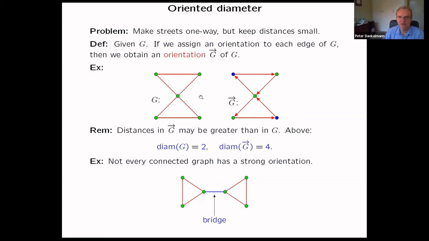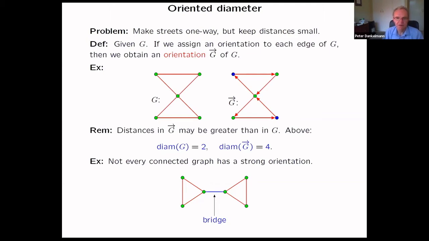So here's an example. Here's a graph G on the left and an orientation of G on the right. And of course, that means we are now allowed to travel along edges only in the given direction. And that means distances may go up. For example, the distance from the top left to the bottom right vertex in the graph is 2, but in the orientation of the graph, all of a sudden it becomes 4, because we first have to travel to the right, then down, down again, and then to the right. So if we take an orientation of the graph, distances may go up.